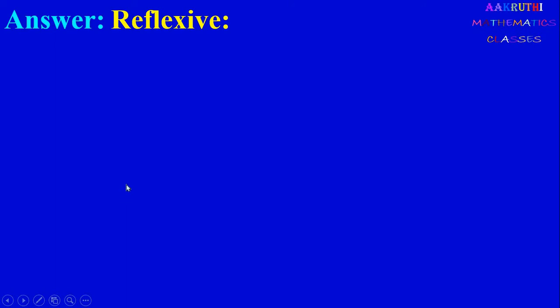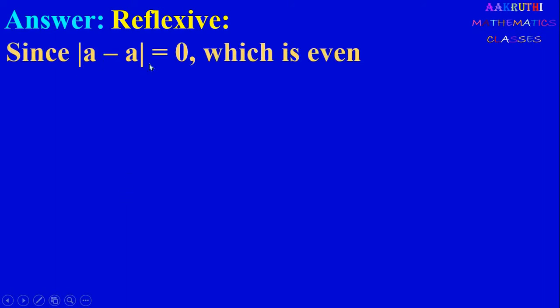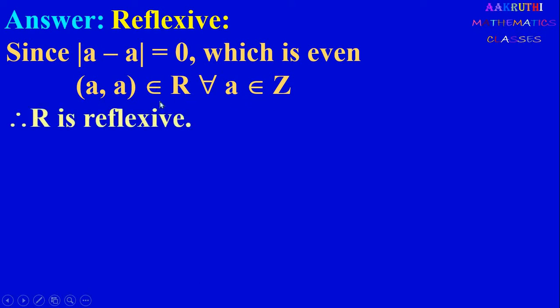So first we prove it is reflexive, since mod of a minus a is 0. So 0 is always an even number. Therefore (a, a) belongs to R for all a. We take any integer, we subtract the same integer, then always we get 0. So this relation is reflexive. Next, it is symmetric.